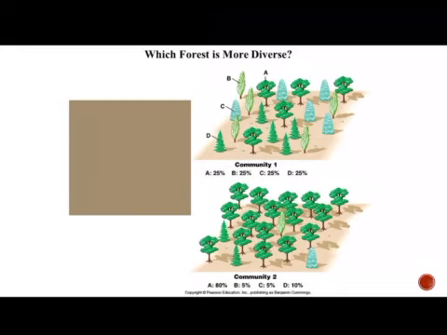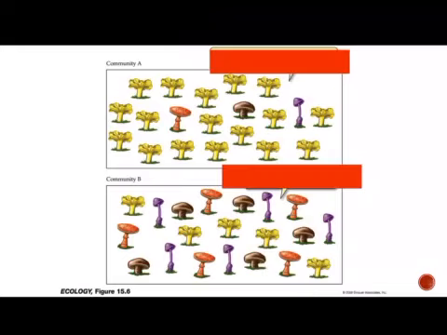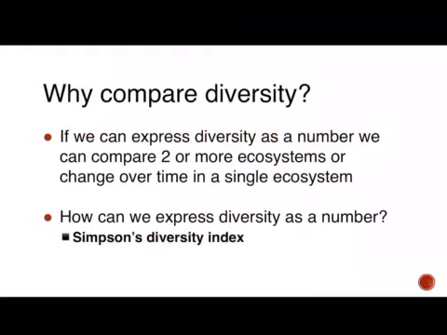But if I'm looking at those two, community 1 would be more diverse because it has both richness and evenness. All right, similar to this figure, both community A and community B have the same number of species, so the same richness, but community B has greater species evenness, so we would say it is more diverse.